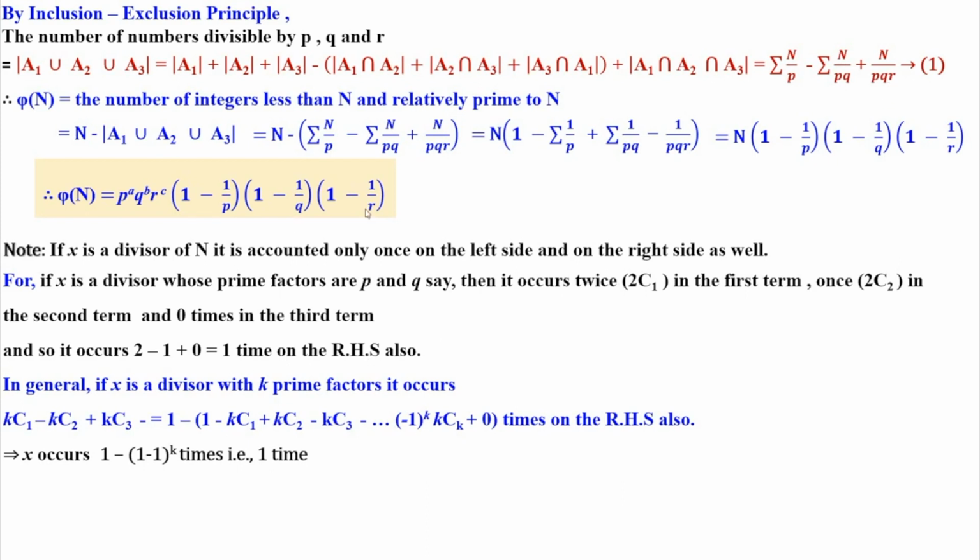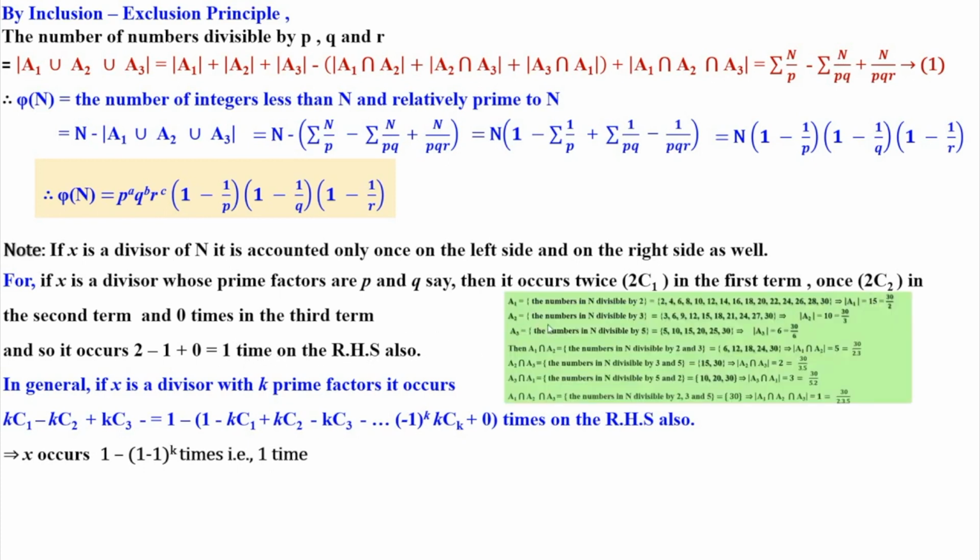So totally how many times does it occur? Here 2, here 1, here 0. So 2 minus 1 plus 0, that is equal to 1. So it occurs only one time on the RHS also. So that can be seen with this example which we have already given there.